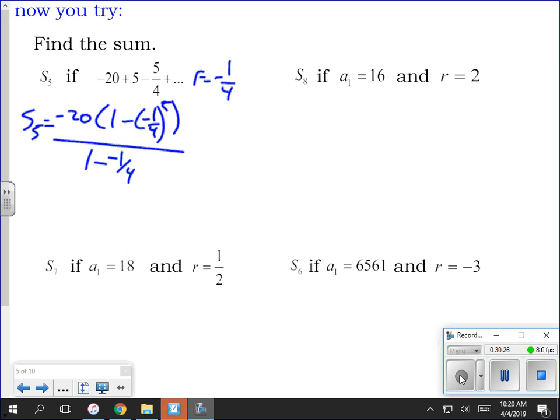So 1 minus parentheses negative 1/4 in parentheses to the 5th power. Ooh, gave me a syntax error too. What did I? Oh, that's what I did. Delete. Power. There we go. Times negative 20 divided by 5/4. And I end up with, this one did give me as a fraction, negative 1,025 over 64. That's what I got on that one.